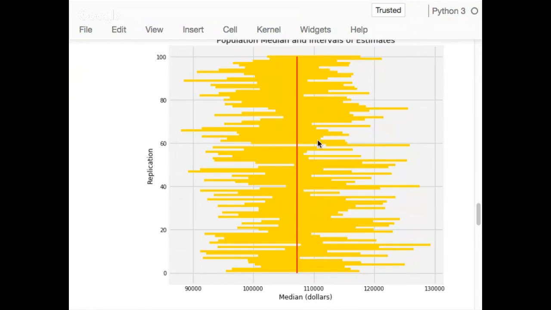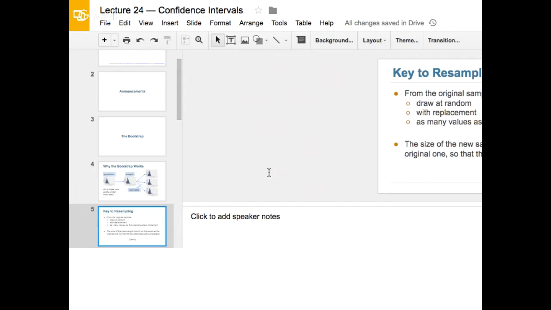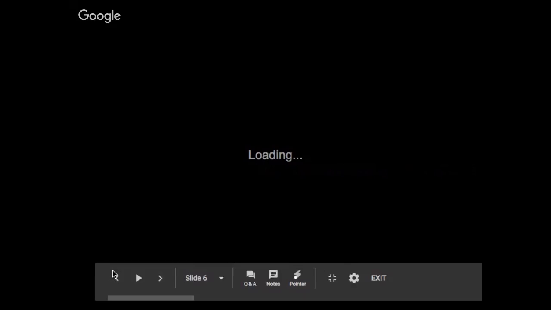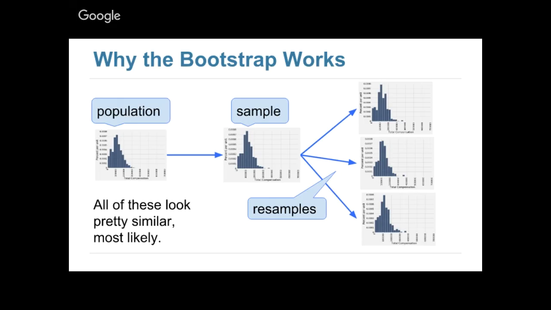Okay, so there are two of these that are missing, but it looks like the rest of them did have the population median. Cool. The reason this is important is because with this confidence interval, we can do inference, right? So we have the slide which says why the bootstrap works.